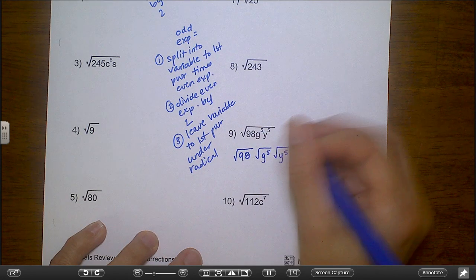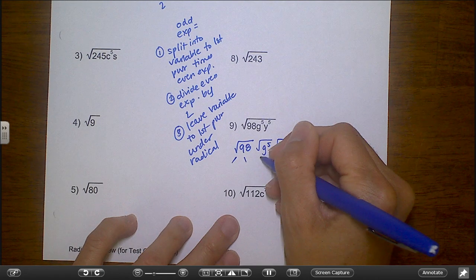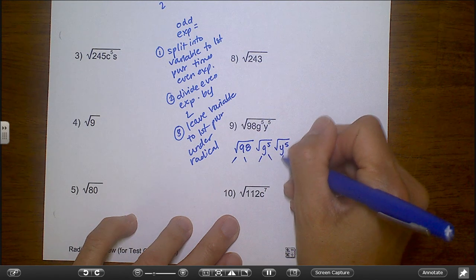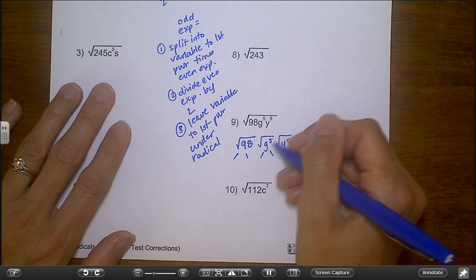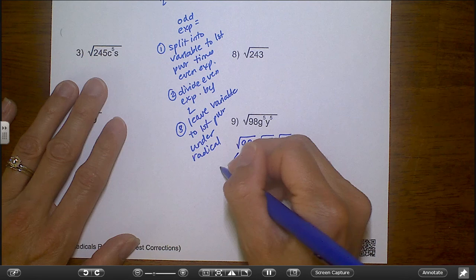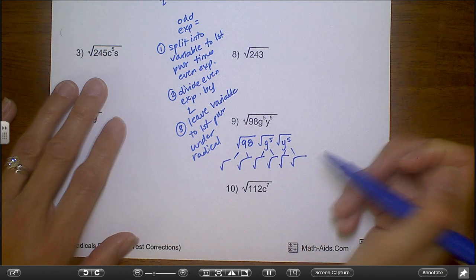Now 98 is not a perfect square, so I'm going to have to split that up. G to the 5th is not a perfect square, so I'll have to split that up. Y to the 5th is not a perfect square, so I'll have to split that up. And you're like, how do you know it's not a perfect square? Well, because that's an odd exponent. So I'm going to make all my, like 6 of my little radical signs here.